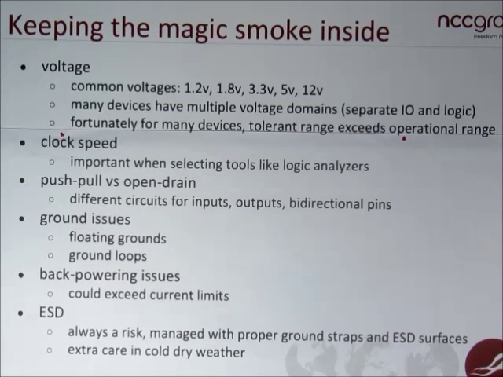Clock speed is a useful thing to know. If you're going to go buy some equipment, a logic analyzer or whatever, make sure that it supports the clock speeds of the device you're trying to analyze, or you might find yourself spending a lot of money on something useless.